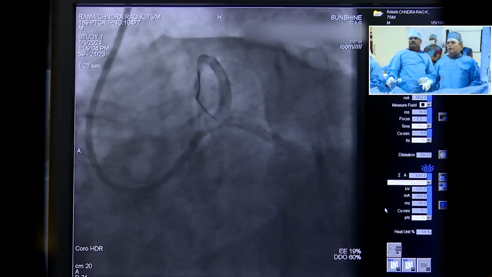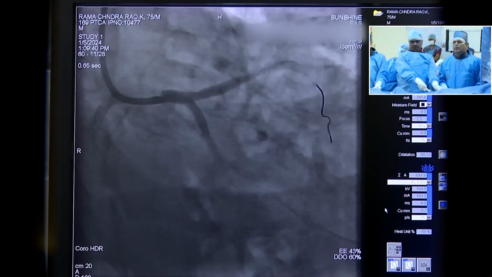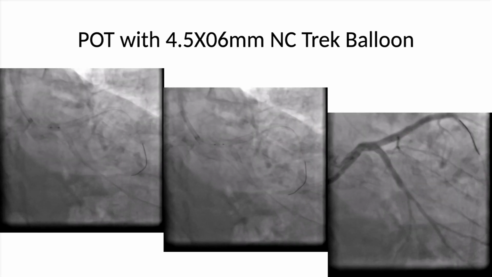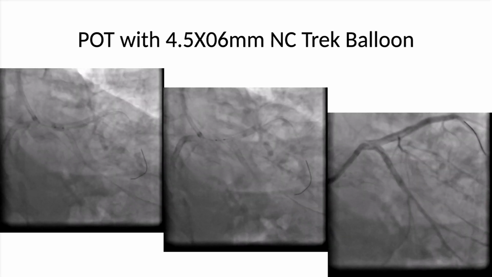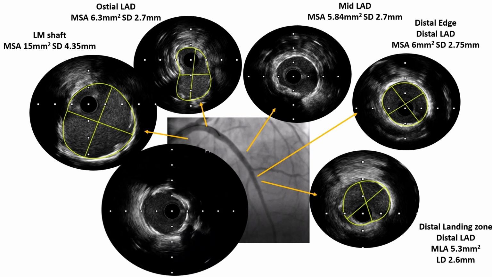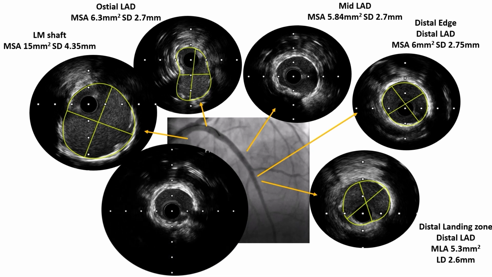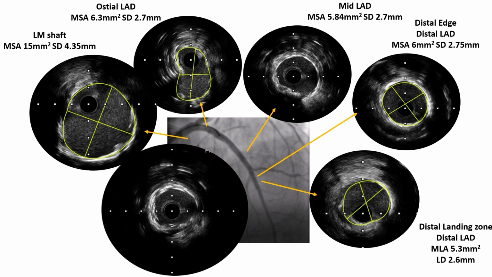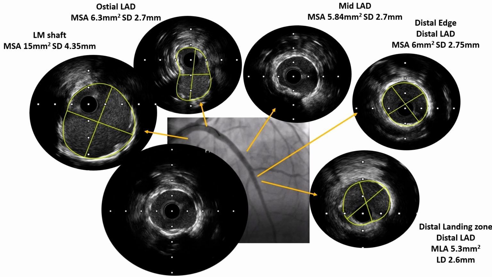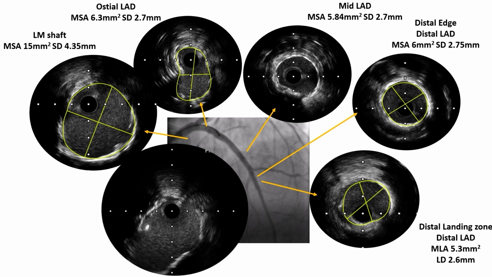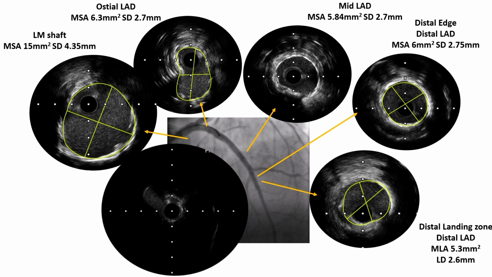Yes. 4.5 enough. Then the POT was performed. So for POT we used 4.5 to 6 mm. Stent has a good landing zone. Stent nicely expanded. Beautifully expanded. Area is also good. Now I am coming to the ostium of the LED. LED ostium also nicely expanded.